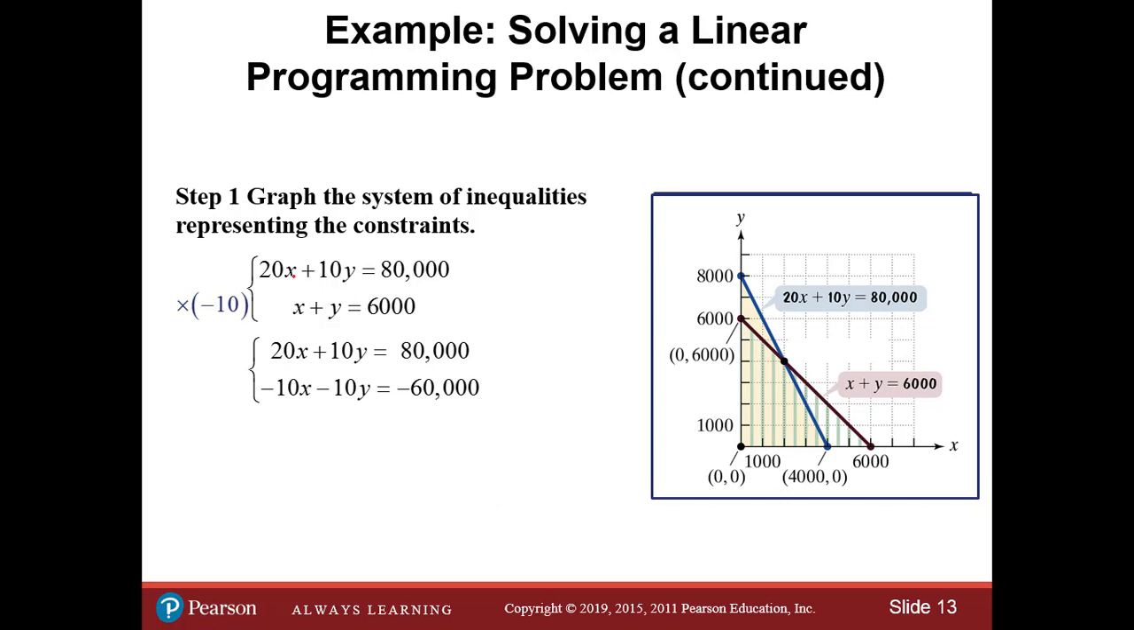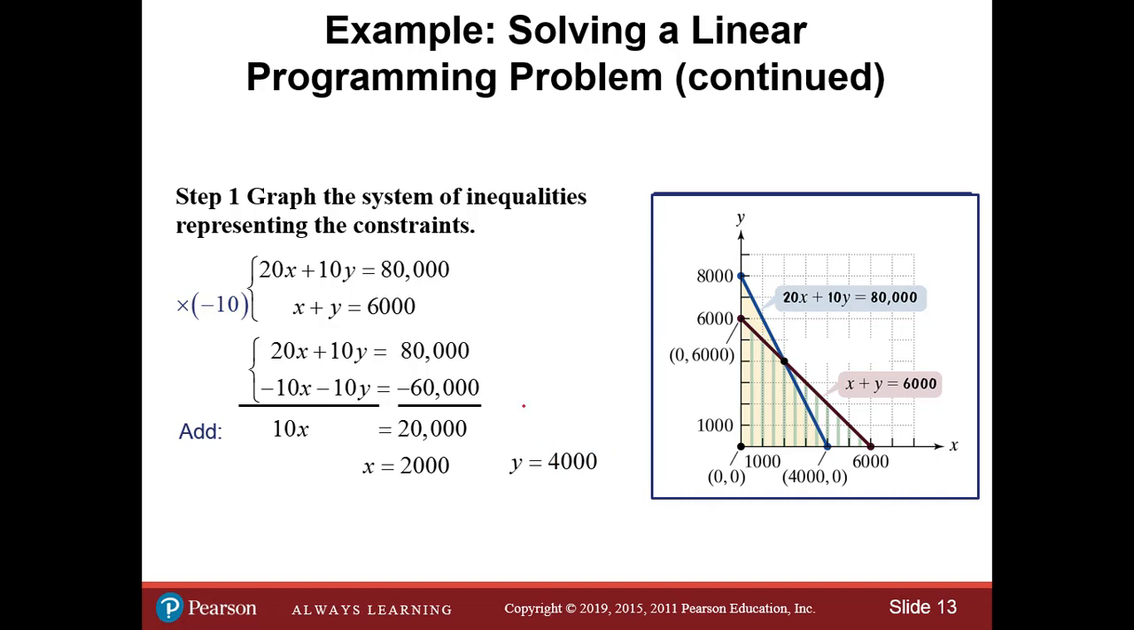So we multiply this by negative 10, and we get negative 10 here, and we eliminate the y's, and then we get 10x equals 20,000. And then we divide both sides by 10, and we get x equals 2,000, and then we back substitute. If x is equal to 2,000, then y must be equal to 4,000, because they have to add up to 6,000. So the number of bottles of water is 2,000. The number of first aid kits is going to be 4,000.